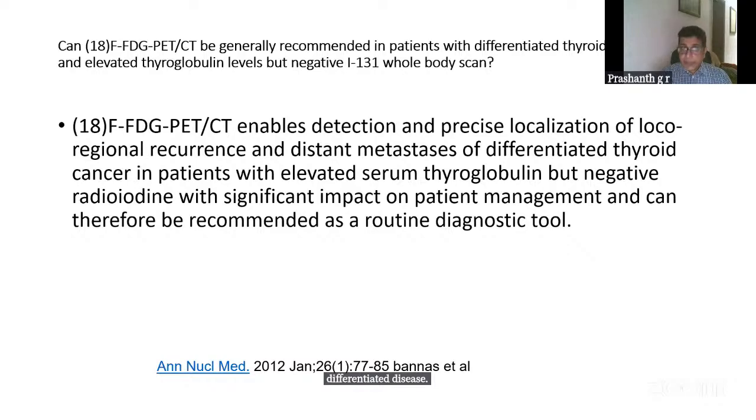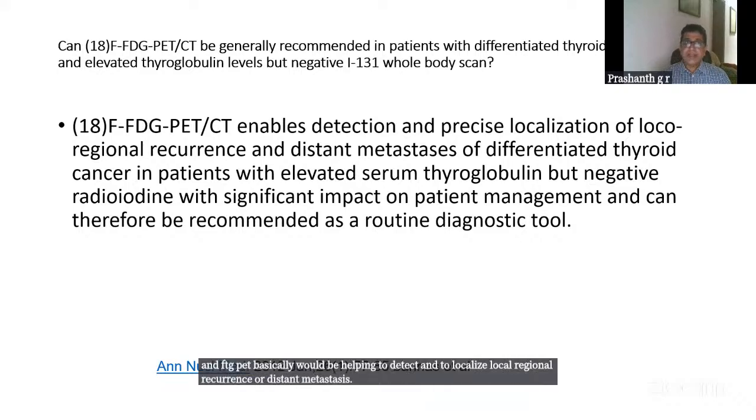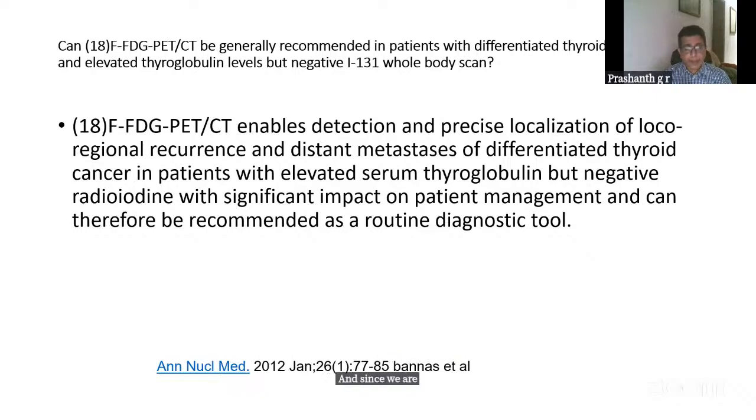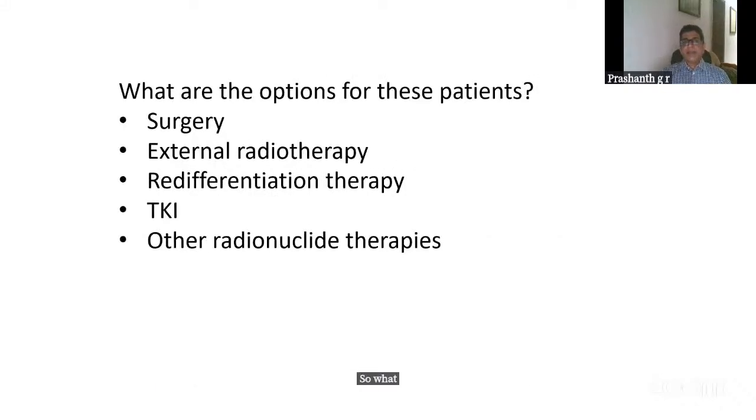And FDG PET basically helps to detect and localize loco-regional recurrence or distant metastasis. Since we are looking at FDG uptake, or glucose uptake, the higher the uptake, the more aggressive the disease is. So what are the options for these patients? Surgery, external radiotherapy, redifferentiation therapies, tyrosine kinase inhibitors, or other radionuclide therapies.